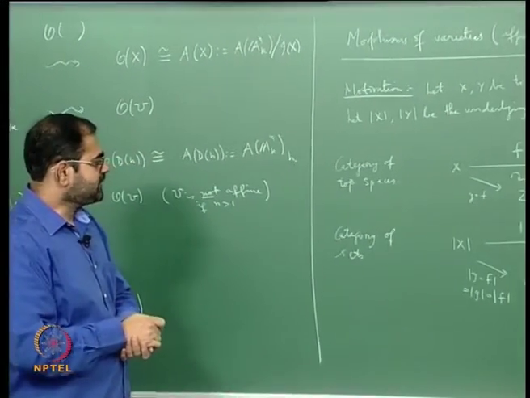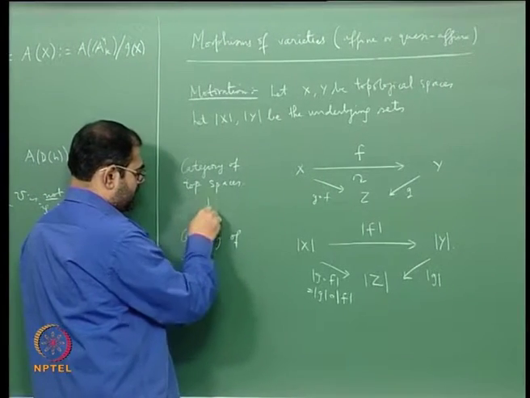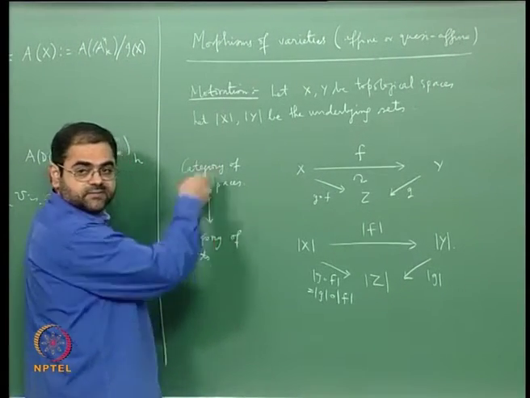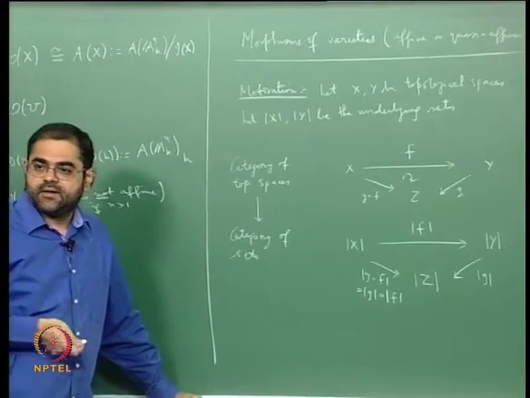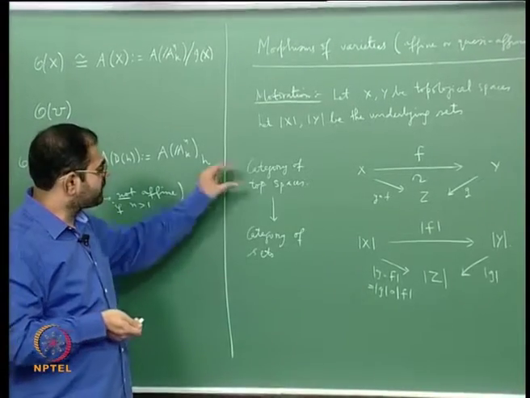And see, the fact is that there is a functor like this, and this functor is called the forgetful functor. It is a functor that forgets the topological space structure, okay. It is called a forgetful functor.